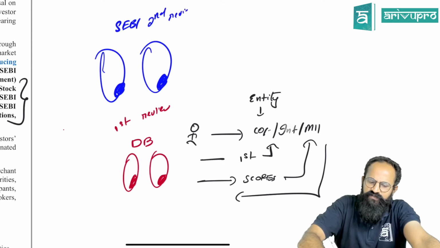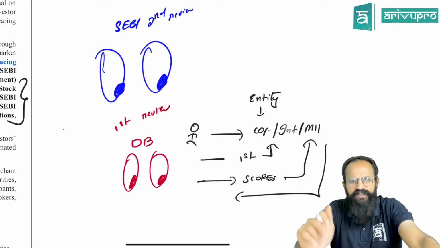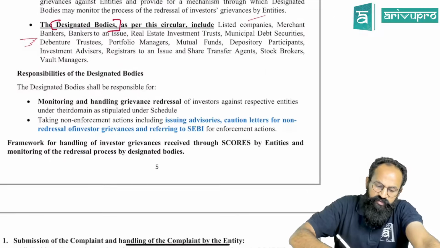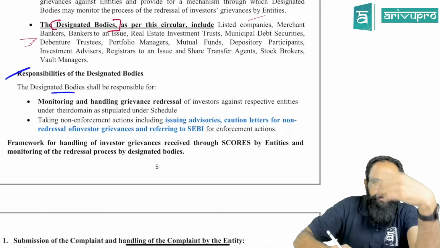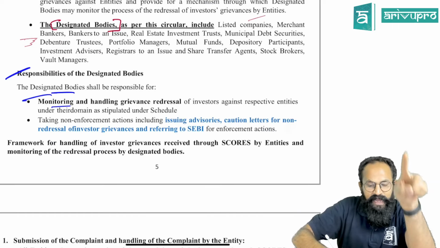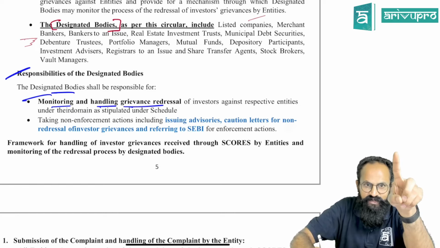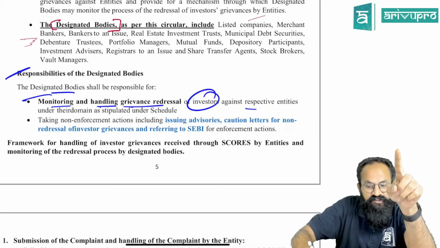And for everything they have given you timelines. This is how the entire thing is structured. Got a fair idea? Now we'll just run through what they have given. Responsibilities of a DB, our first eye. The designated body shall be responsible for monitoring and handling grievance redressal. So I will monitor and also handle what? Grievance redressal of whom? Investors against respective entities.